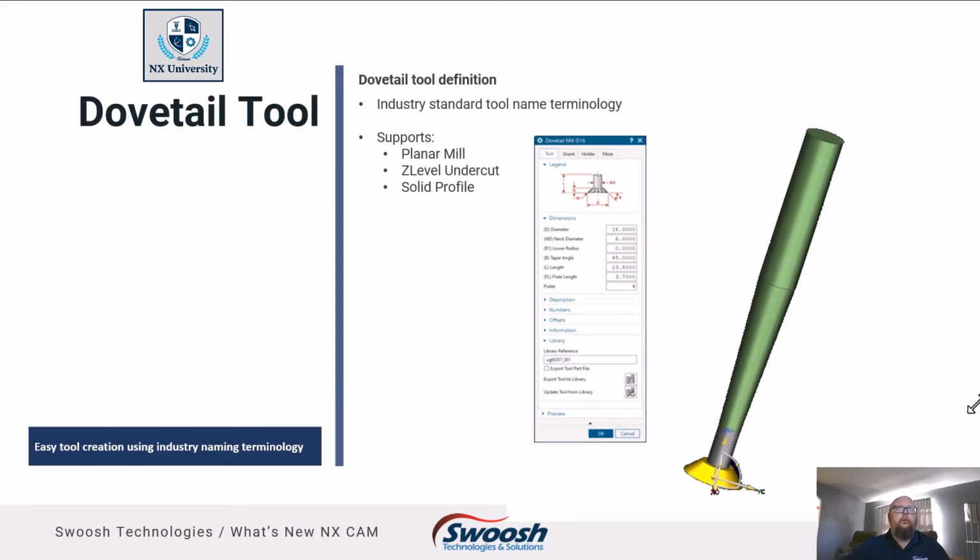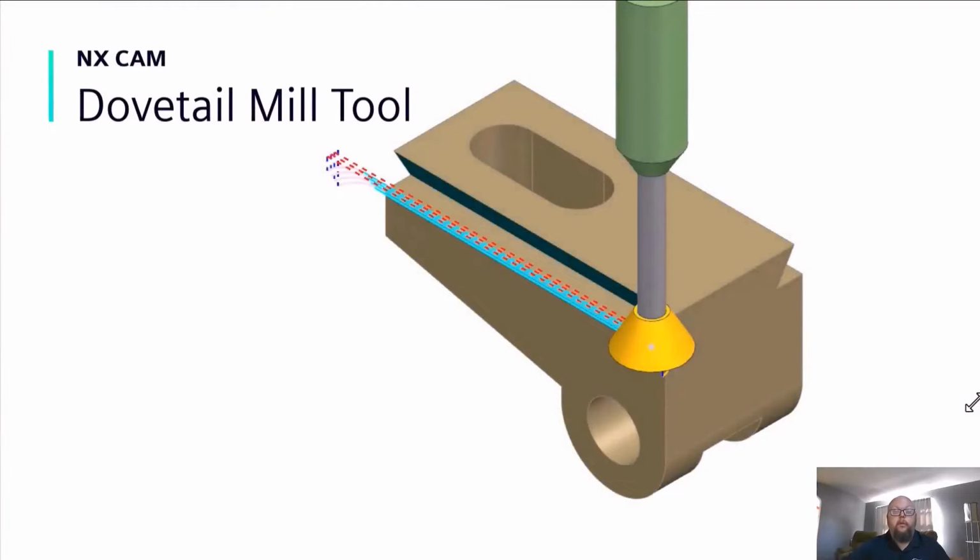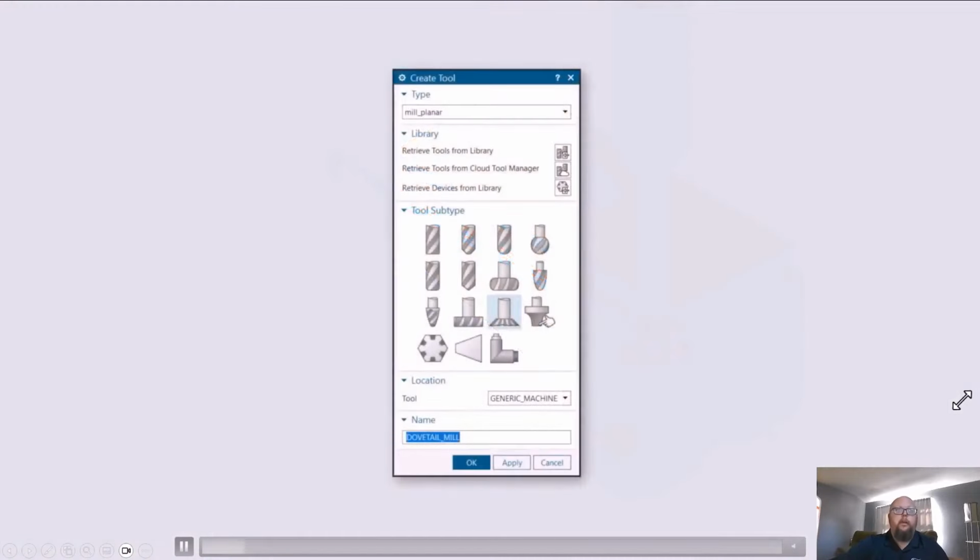Another new tool is our dovetail tool. So again, we can use this in some new operations or some different operations like planar mill, Z-level undercut. Again, a dovetail by nature is going to do a lot of undercutting, solid profile, 3D, things of that nature.